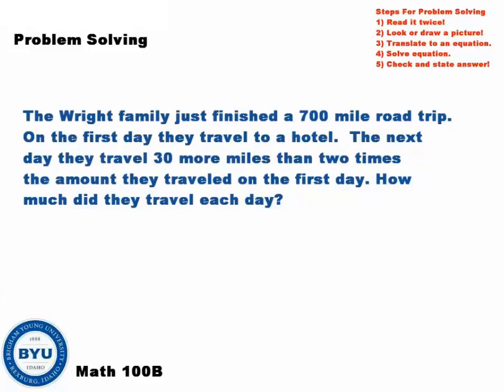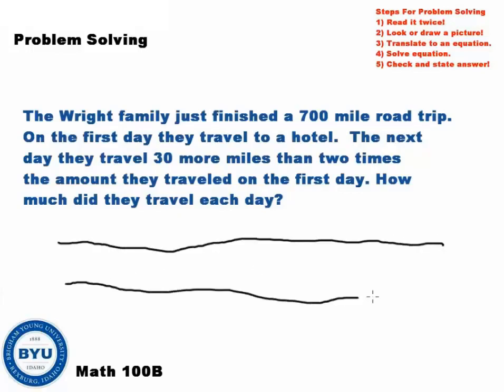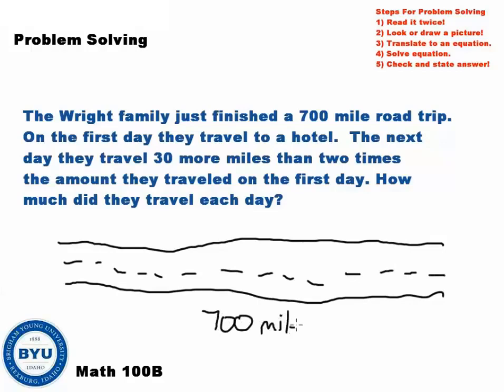Okay, let's check it out here. So we know their total trip was 700 miles. Now, I don't know how you drew a picture here, but I'm just going to draw a really long road. And I'm going to call this 700 miles. That's not a very good road, but pretend it's a really good road. They went 700 miles. Now, somewhere along here, they stopped at a hotel. Hotel.